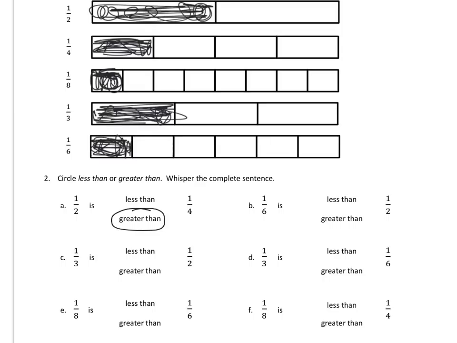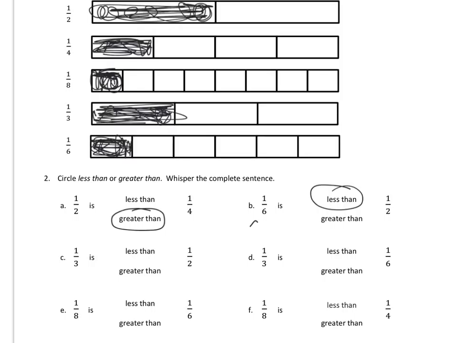Number B over here is 1/6 is less than or greater than 1/2. So we have 1/2. Again, this is the space of 1/2, and this is the space of 1/6. Which one's bigger? If they were cake, which piece would you rather have? I would rather have the 1/2 of the cake than 1/6 of the cake. So we would say 1/6 is less than 1/2. Remember, we read it from this side to this side. So we'd say 1/6 is less than 1/2.